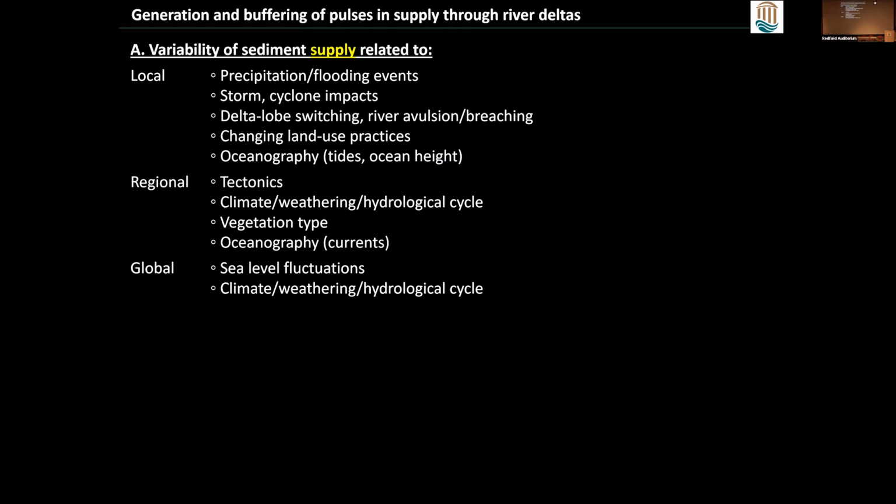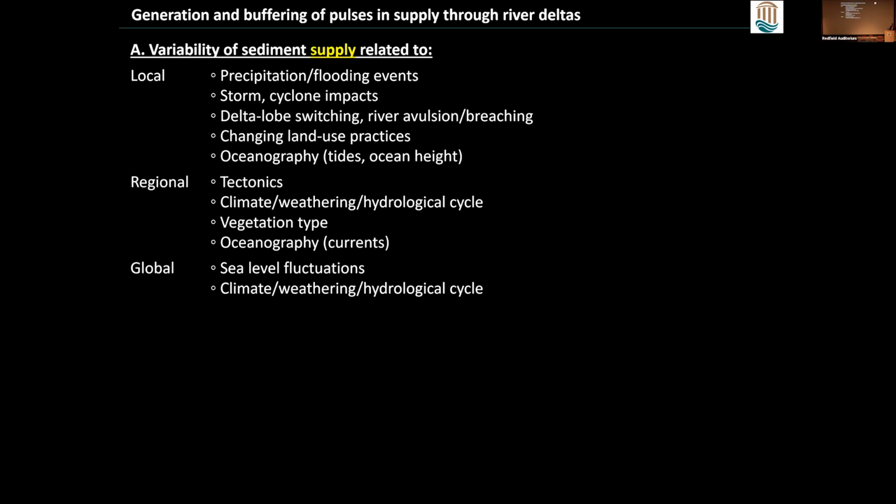And this brings us to sea level. I don't want to go through all of this. The sediment supply here, the variability, can have local or regional or global reasons. On short time scales, of course, it's more local. We heard about flooding and cyclone events, for instance, some internal avulsion processes, this kind of stuff. The coastal ocean might play a big role.